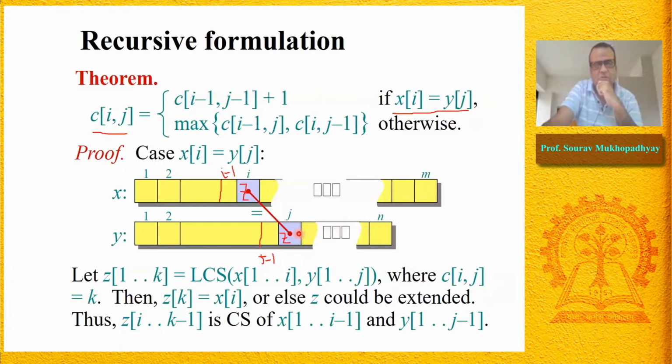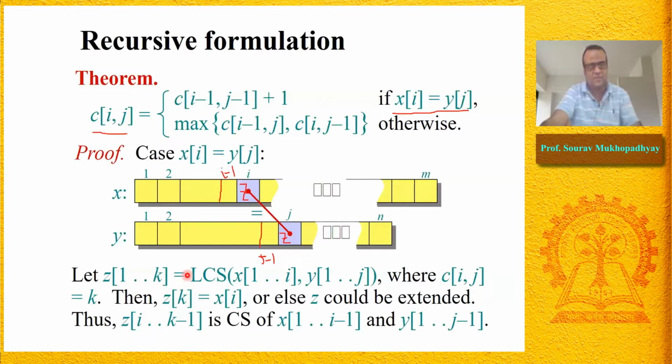Why this has to be this common value? Again, you can prove this by contradiction. Suppose not. Suppose this zk is not this common value. That means we have a subsequence of length k, without considering this last value, which is common to both of them. Then we can concatenate that z sequence up to k with this new z value, and that will give us a common subsequence between x and y up to i and up to j respectively.